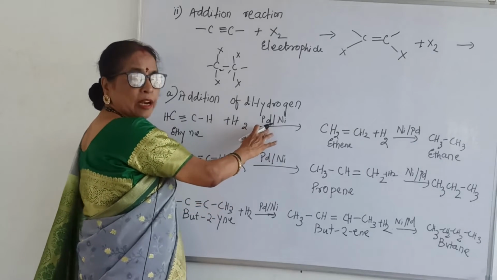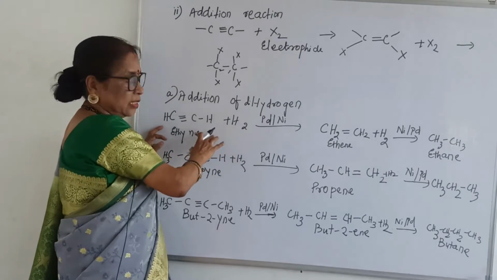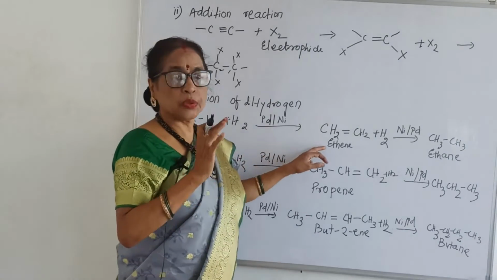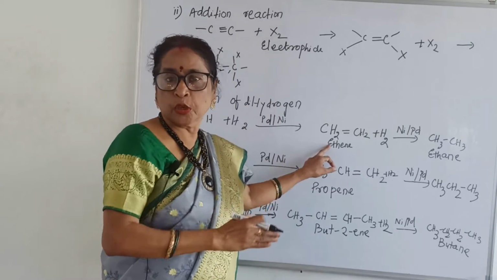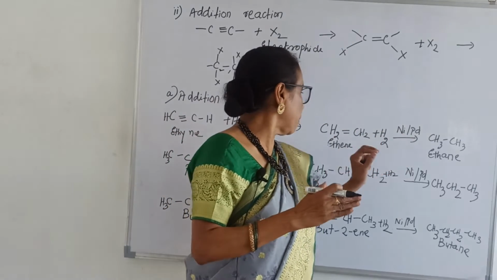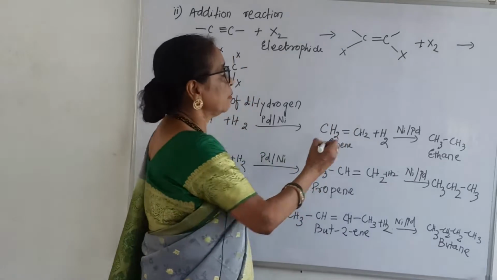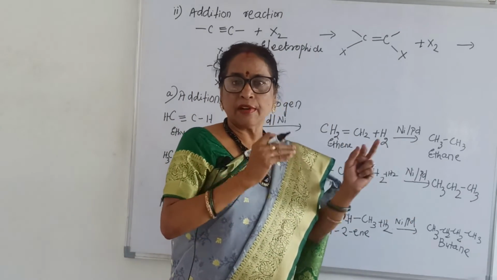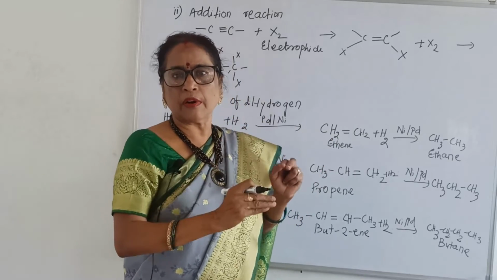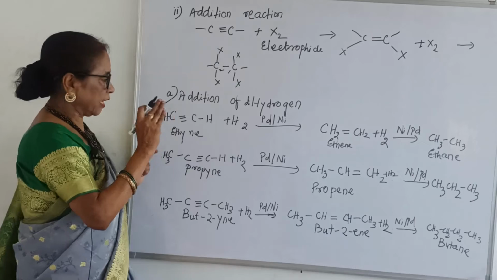That is why palladium or nickel catalyst is used, and hydrogen is added, then it changes to ethene. That means the triple bond changes to a double bond. Again you add hydrogen, and the double bond changes to a single bond. You know, a double bond means it is ethene and a single bond means it is ethane. When two hydrogens are added one by one, alkyne changes to alkene, and alkene changes to alkane.